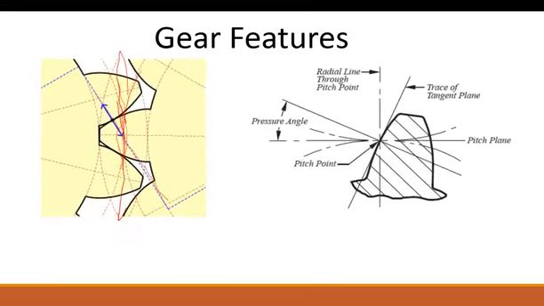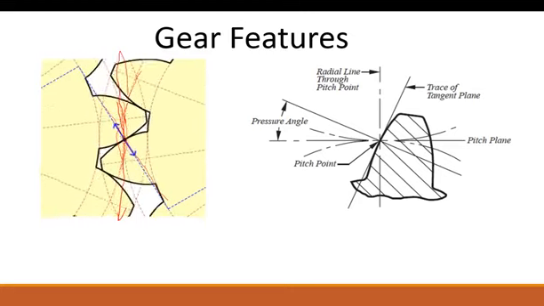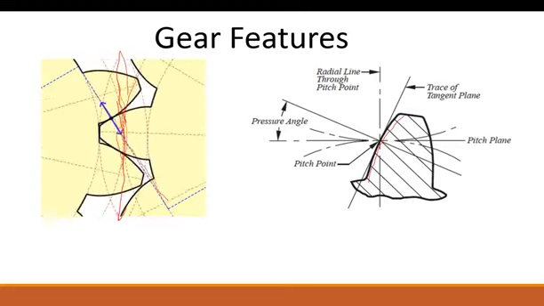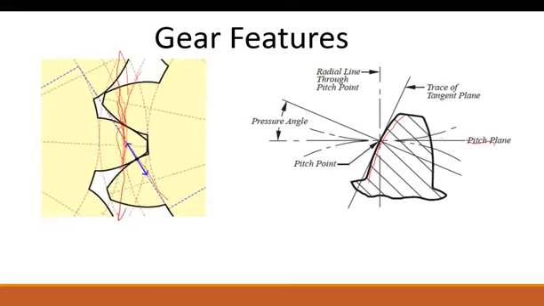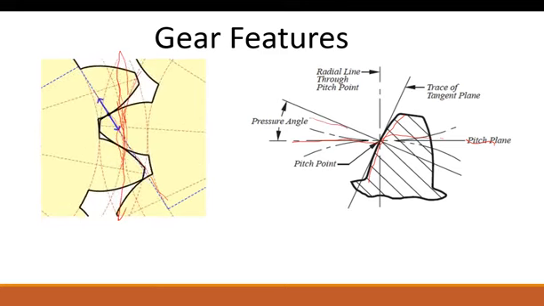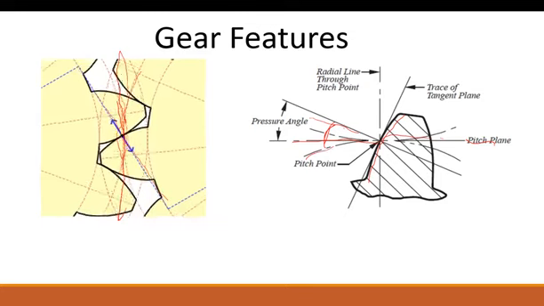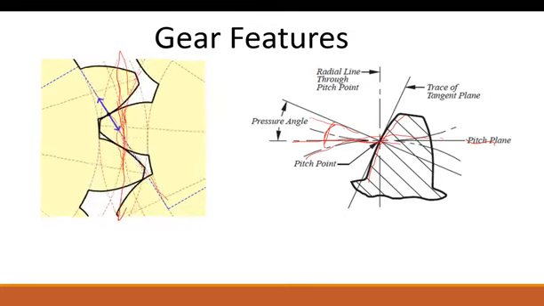So you can see all of these different things laid out again. So this is your involute. This is the pitch plane, or the pitch line, so it's traveling through this direction. You've got your pressure angle, and here you've got your two pitch circles where they intersect.